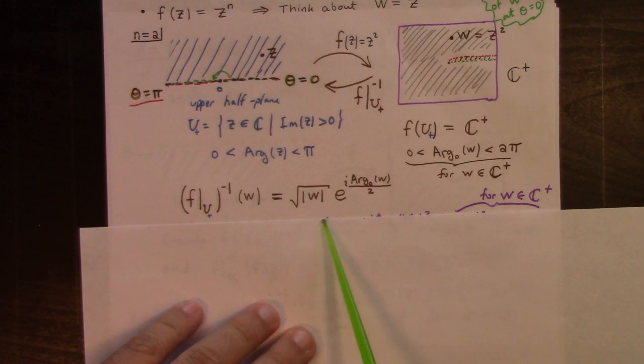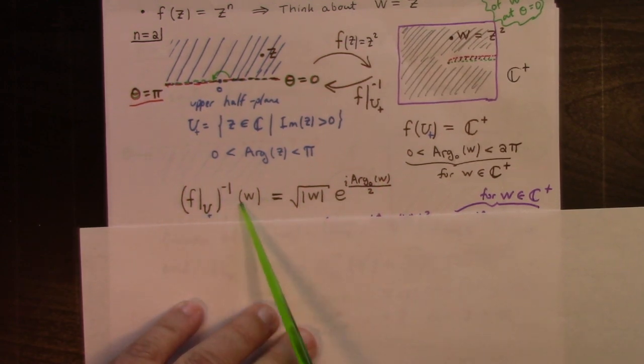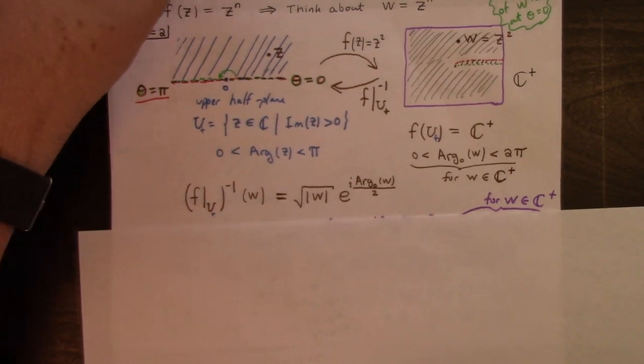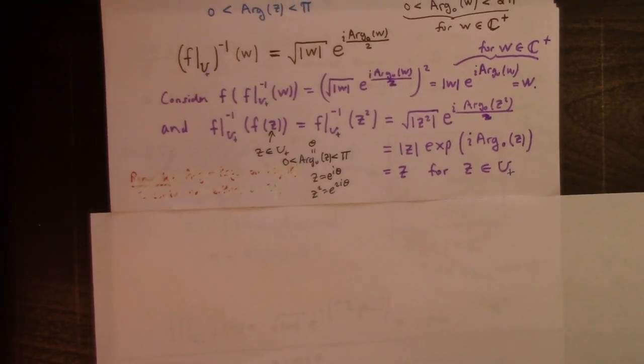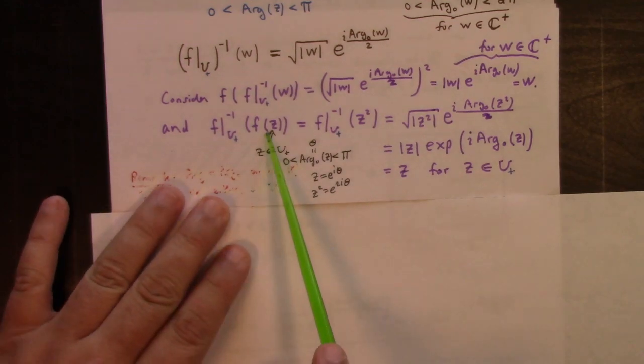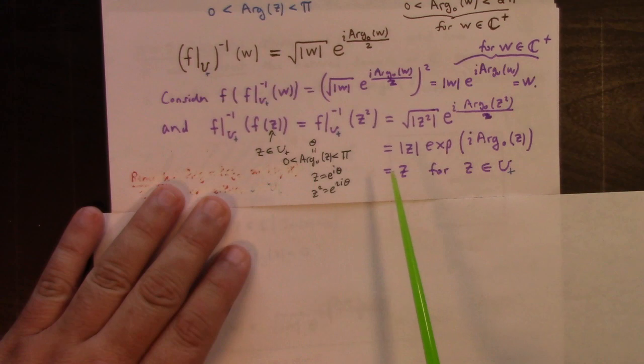So if we square this, what happens is we get back w, and e to the i arg naught of w. In other words, if you square this, you get back to w, which is what you want, right? That would make it an inverse function. This undoes the squaring function. And so I have the gory details down here in purple. Also in purple is the fact that if you square and then take the inverse function, you also get back to z again.